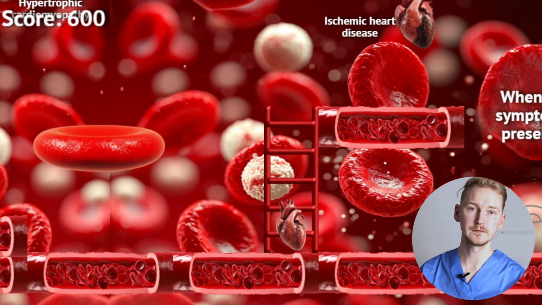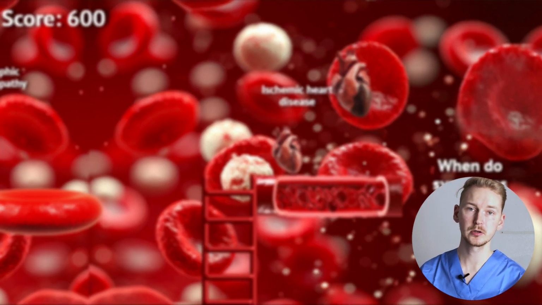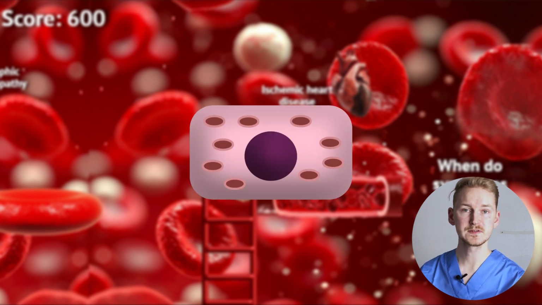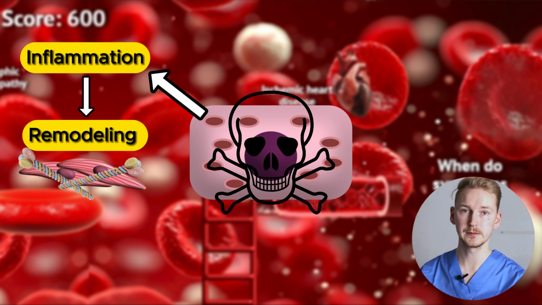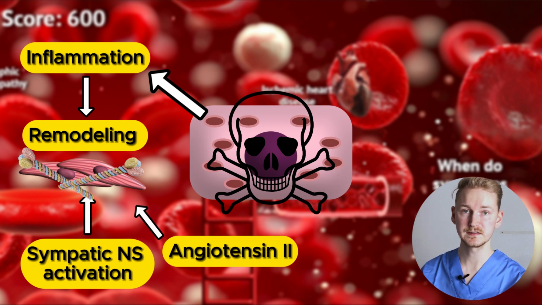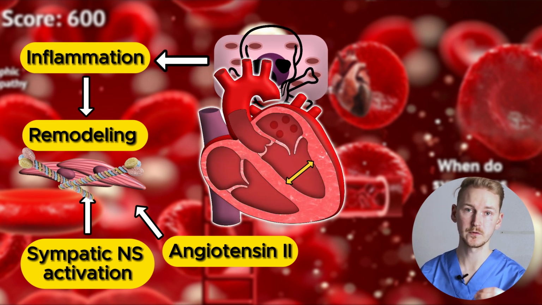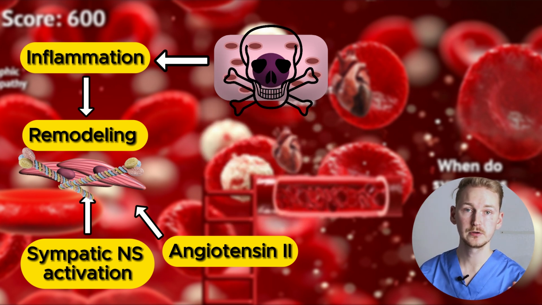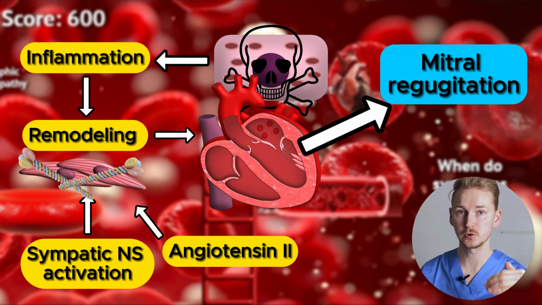After a myocardial infarction, you can sometimes see ischemic cardiomyopathy caused by remodeling of the ventricle. When the heart muscle cells die, it causes inflammation, and the inflammation causes remodeling. Factors that contribute to the remodeling are sympathetic nervous system activation and angiotensin II. The remodeling can also be increased by wall stress, from increased afterload or increased preload. The ventricular remodeling can cause papillary muscle displacement, preventing the valve from closing.